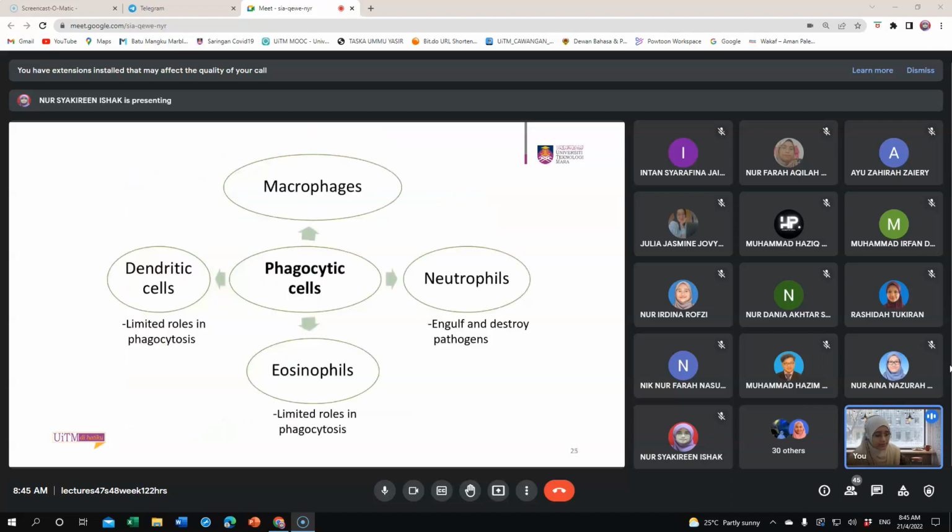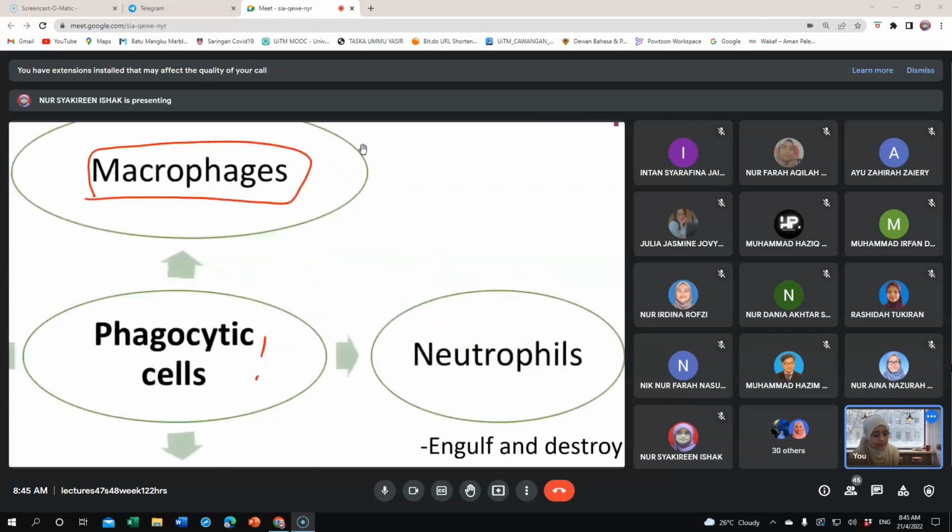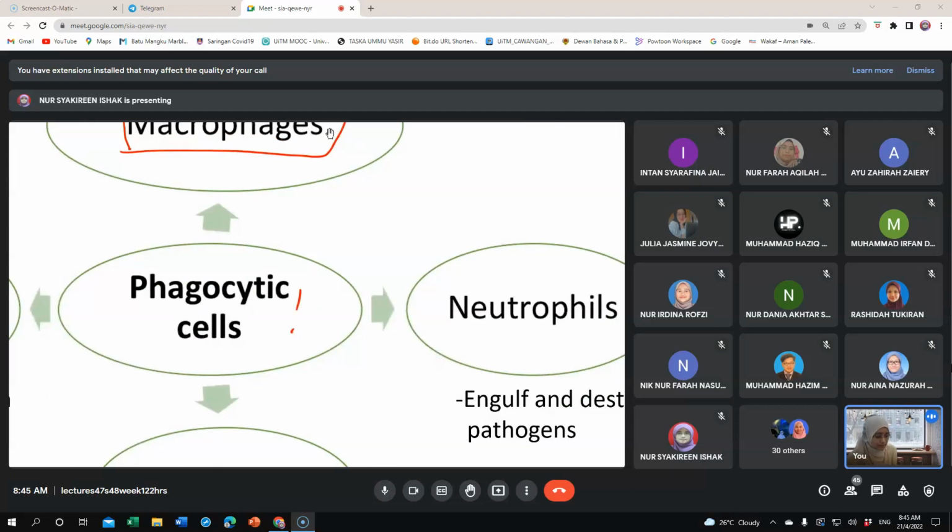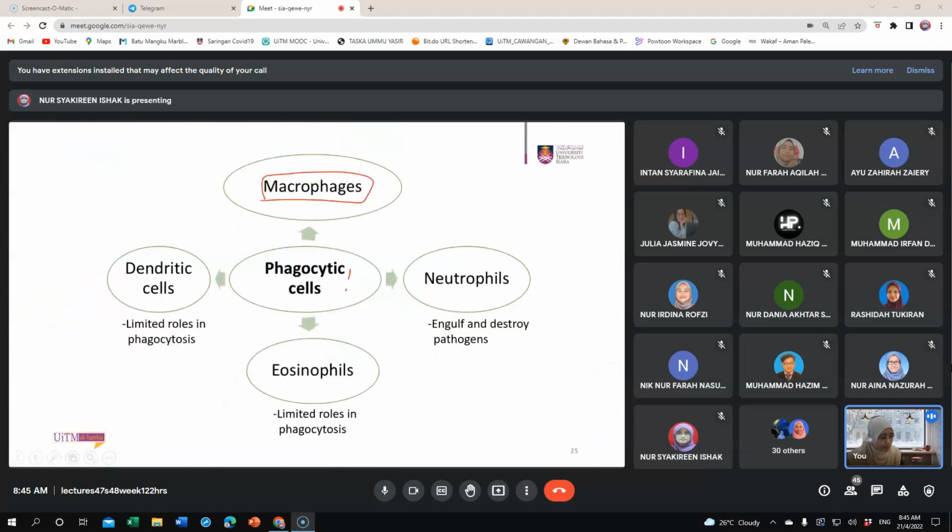So these are examples of phagocytic cells. You have to remember macrophage. Initially, macrophage is a monocyte. And then you have neutrophils, which engulf and destroy pathogens. The most abundant white blood cell is the neutrophil. When you are infected by a pathogen, the most abundant cell that comes is the neutrophil.